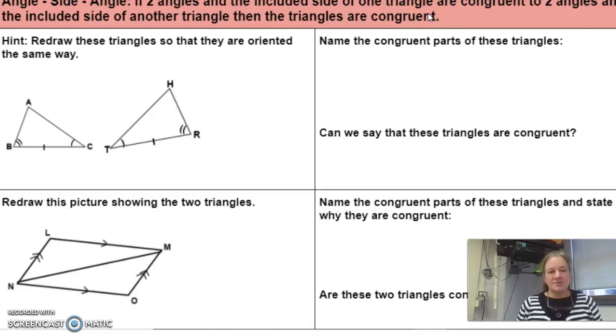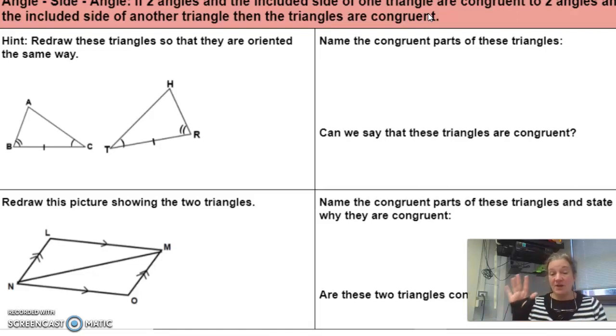Hey guys, so today we're going to look at Unit 5, Lesson 3. Last unit you learned how to prove triangles are congruent, or the same, if three sides are the same, or if two sides and the angle in between are the same. So that's side, side, side, and side, angle, side.